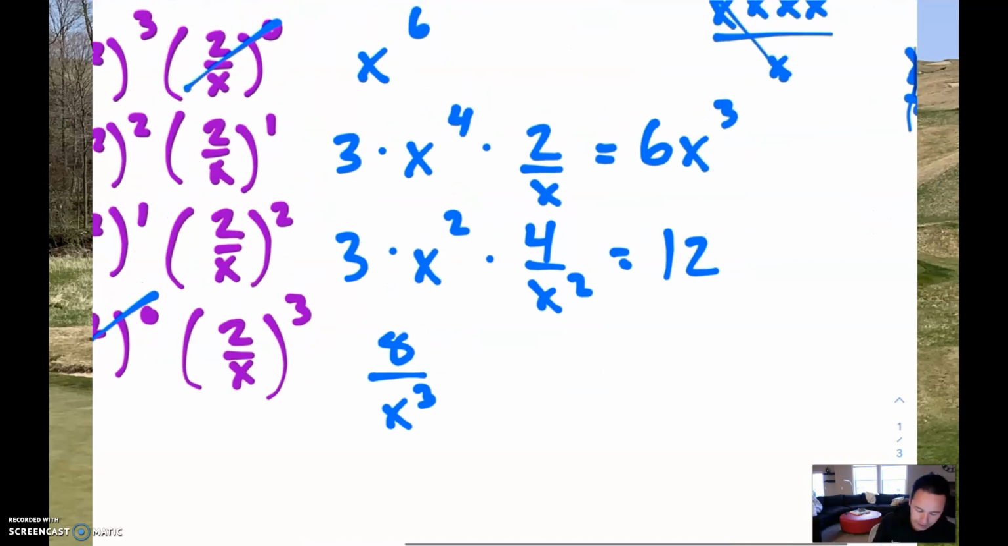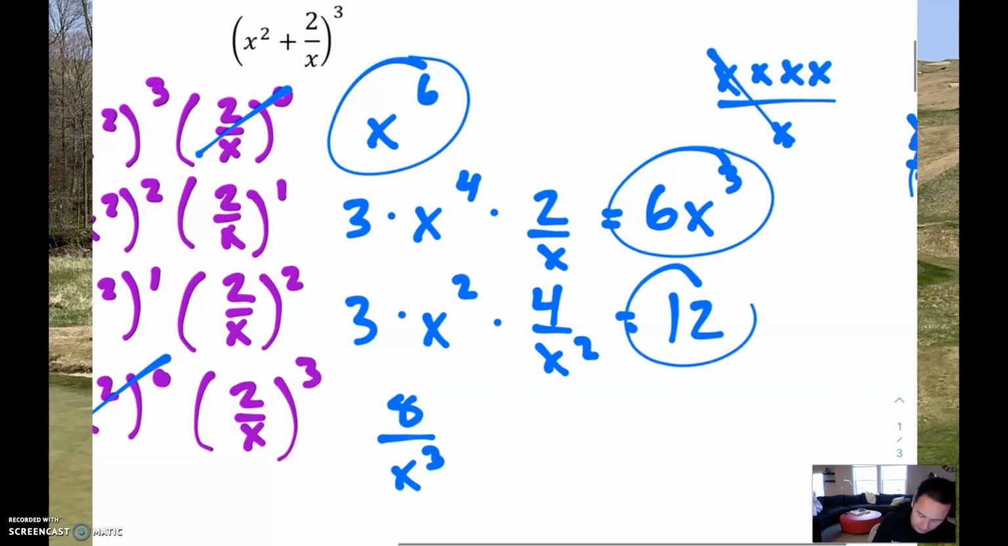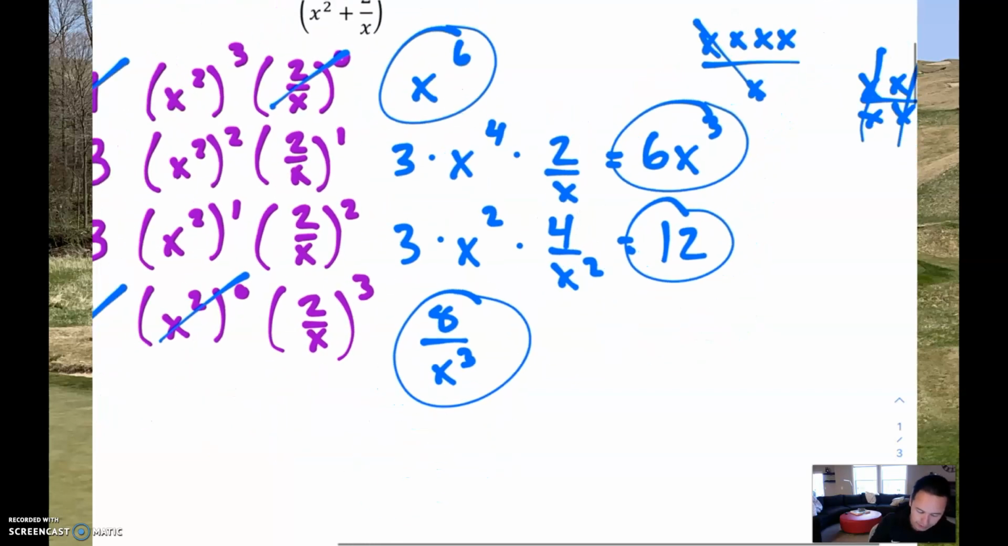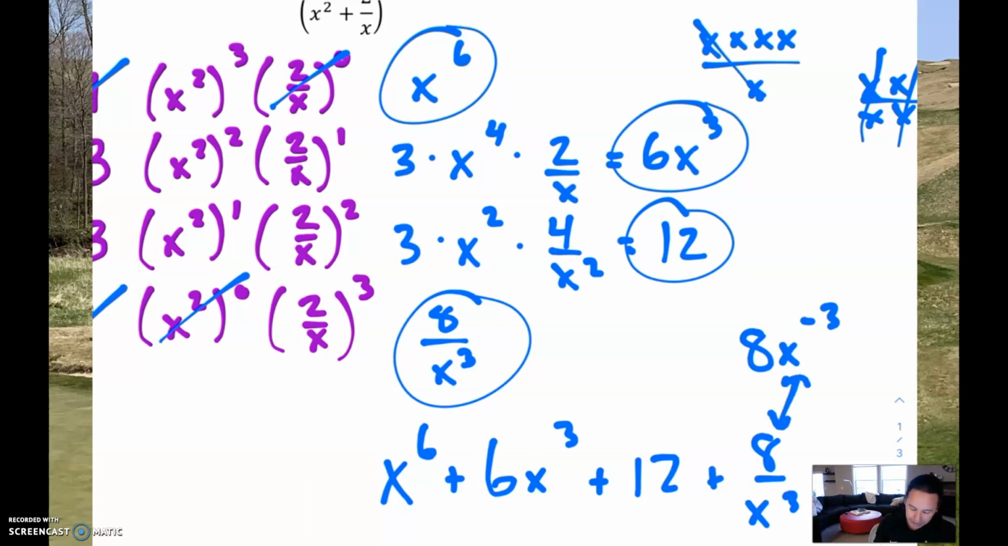So here are your final terms, right here, here, here, and here. So if we write it as a polynomial, we have x to the 6th plus 6x cubed plus 12 plus 8 over x cubed. Another way of thinking of 8 over x cubed, you may see it written this way, 8x to the negative 3. These two mean the exact same thing. But typically I like to write things with positive exponents.